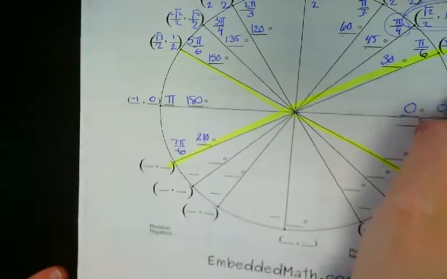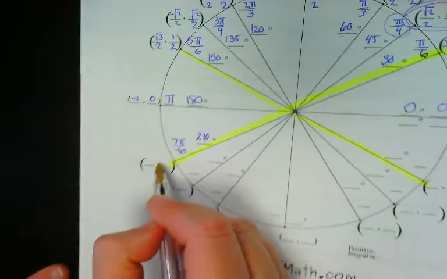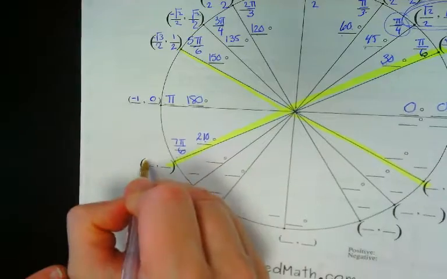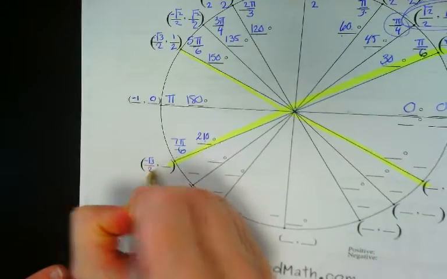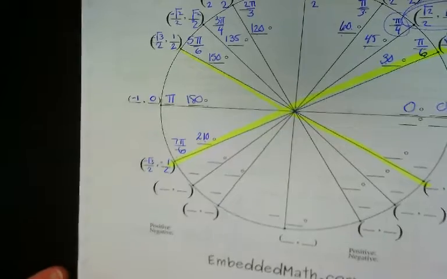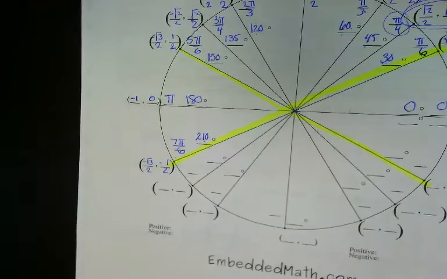Coordinates are the same, except what do I know about both of them here? If I went over and down, they're both what? Negative. So negative root 3 over 2, negative 1/2. Does that make sense? It's the same exact thing.